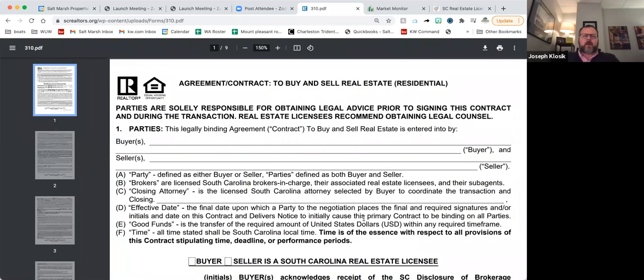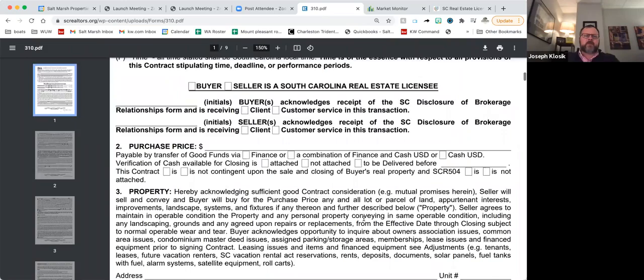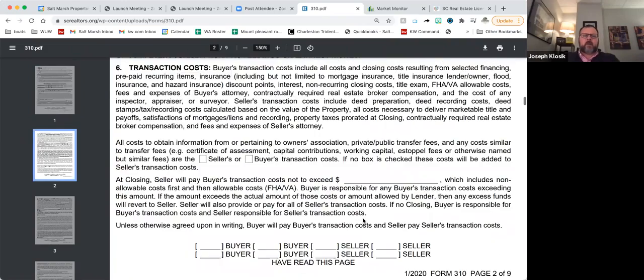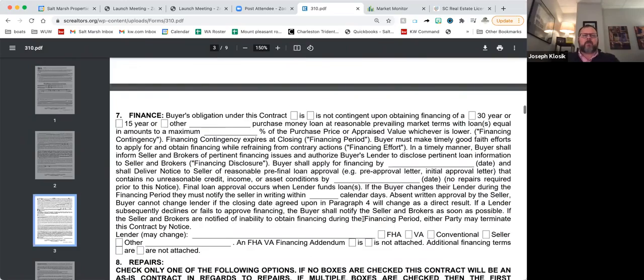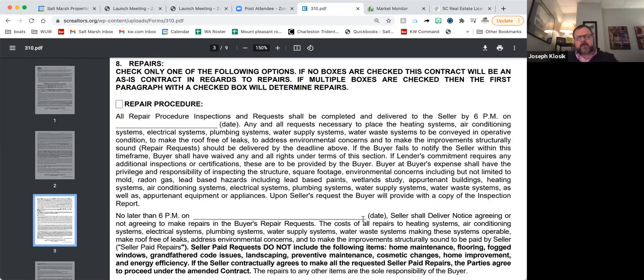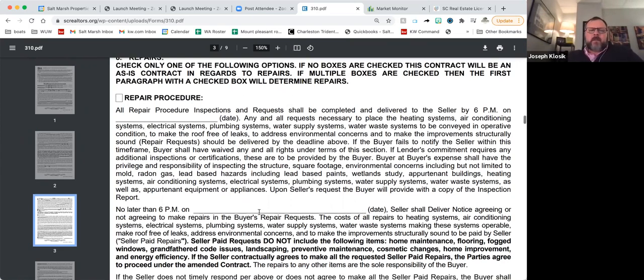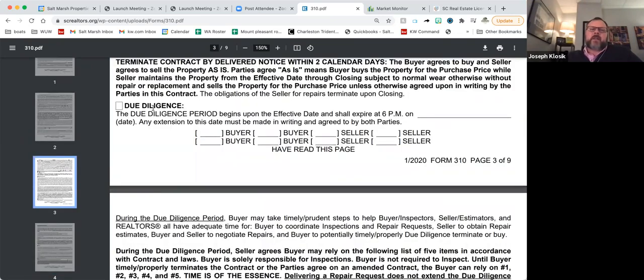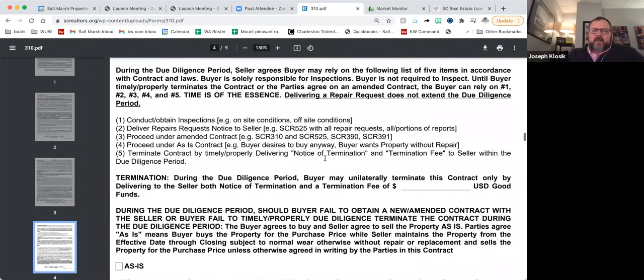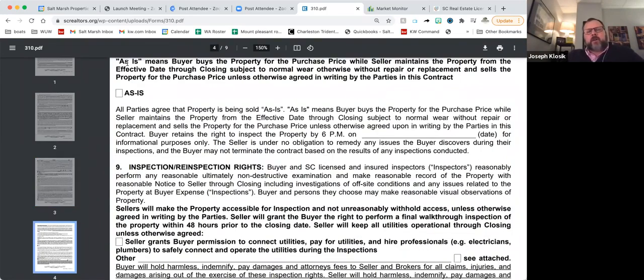So we're going to jump down to section 8, which is on page 3. We're going to go through the repair process when you go under contract on a home. You have 3 different options when you're a buyer purchasing a home on how you want to handle repairs. You have the repair procedure, which is the first option on the contract. You then have due diligence, which is right underneath that on the bottom of page 3. And then you have what is called as is, which is about halfway down page 4, a very short paragraph.